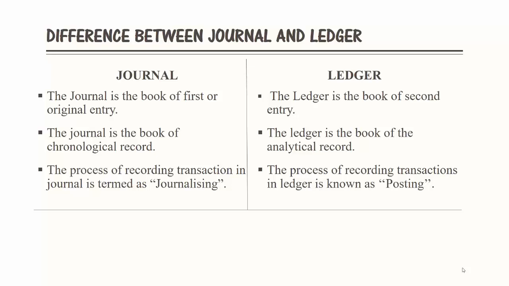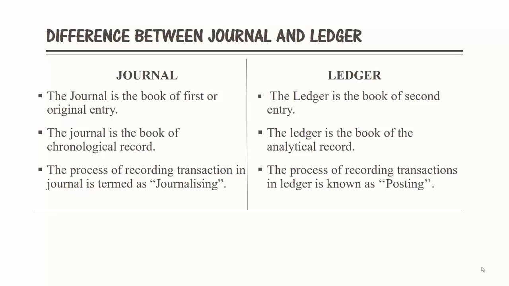And the second difference is, journal is the book of chronological record while the ledger is the book of analytical record, because in the books of journal transactions are recorded date wise and after that the transactions are posted into the ledger account for the purpose of analysis. And the third difference is, the process of recording transactions in journal is termed as journalizing, while the process of recording transactions in the ledger is known as posting.